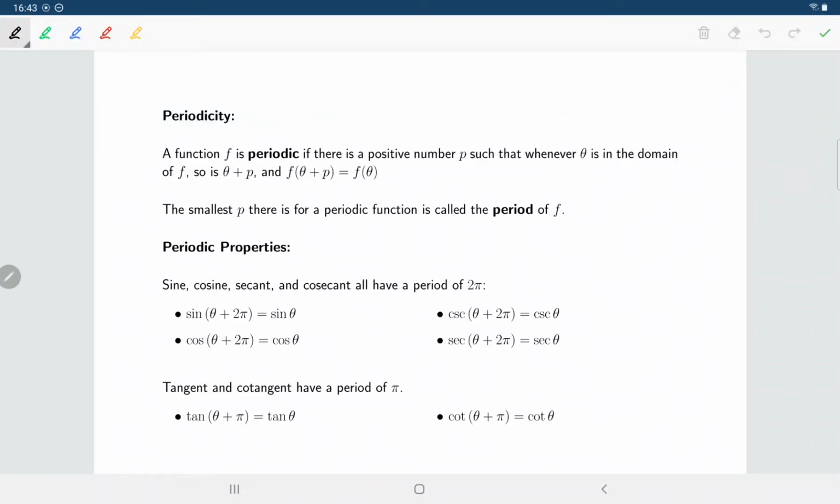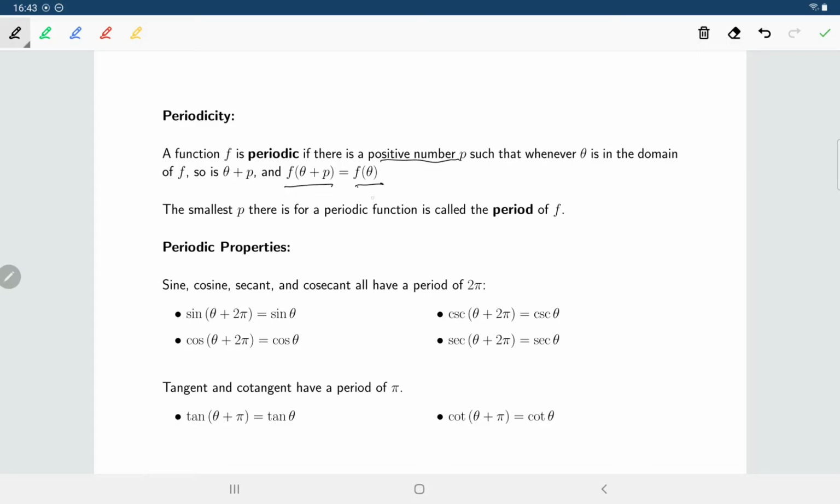Welcome back. In the second part of this lecture, we'll be talking about some properties of our trig functions. One of the properties of them is that our trig functions are periodic. Periodic functions are functions that repeat themselves. So the formal definition that I have here is that if a function is periodic, then there's some positive number p out there, so that for any value in the domain theta, f of theta and f of theta plus p should be equal to each other.